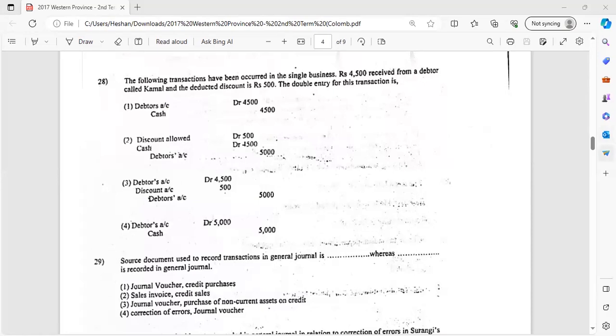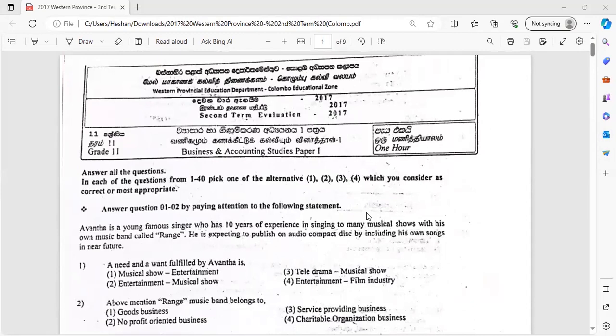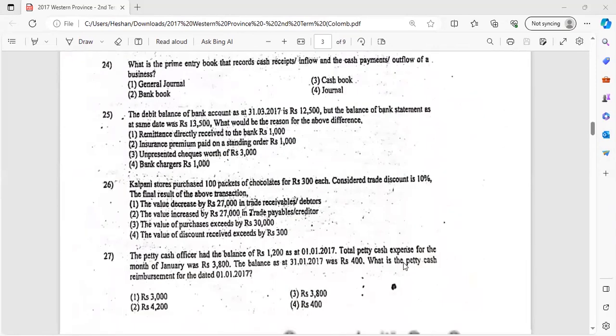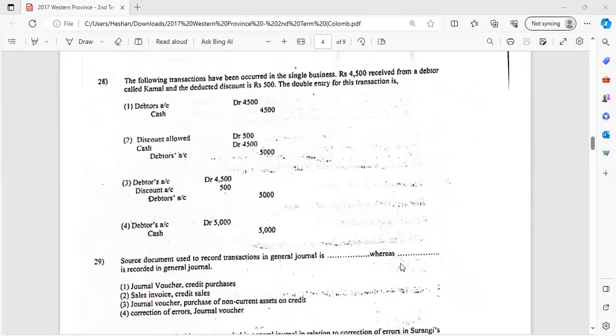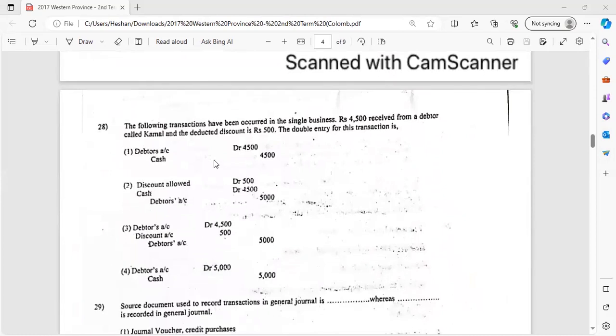I'm going to discuss this paper. This is Western Province Colombo Zonal 2017 second term test. I'm going to start from question number 28. These are the rest of the questions, because yesterday, which means the 24th, I did up to question number 27. Now this is from question number 28.